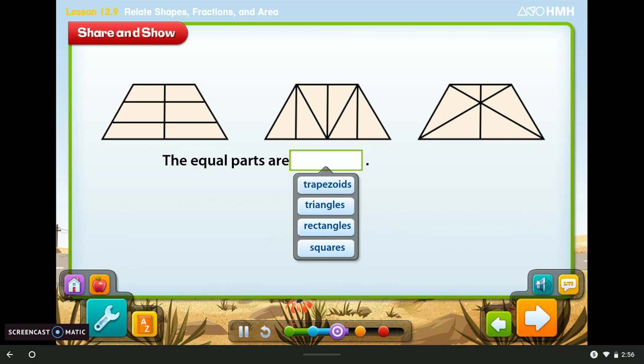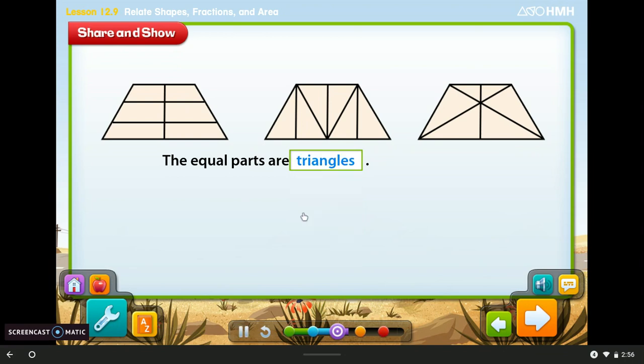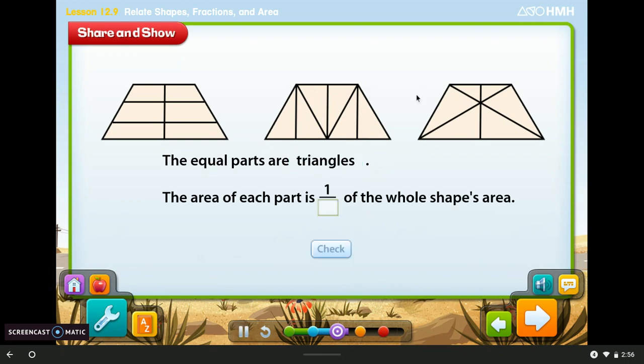Okay? So the equal parts are called what? So we know this whole thing is a trapezoid, but what are the little parts called? Squares, rectangles, triangles, or trapezoids? If you thought triangles, you're right. These little pieces put together make a trapezoid, but these are called triangles.